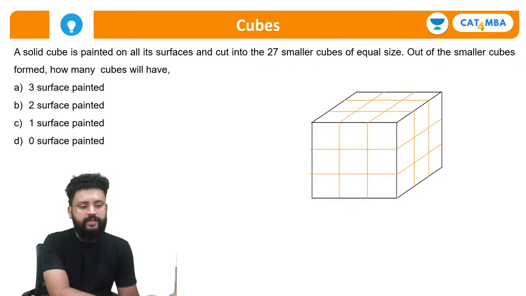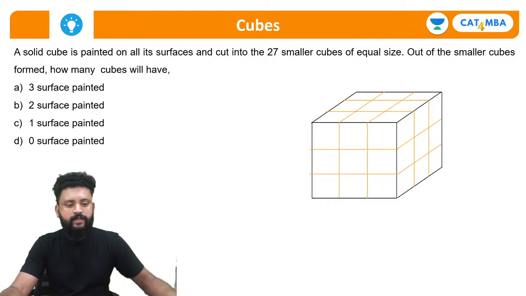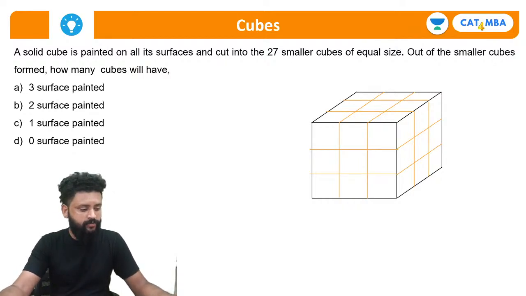So we have a set of 4 questions here. Number of cubes which are 2 surface painted, number of cubes which are 1 surface painted, and the cubes which are not painted on any of the surfaces. Quickly drop me a comment if you have the answer for this.